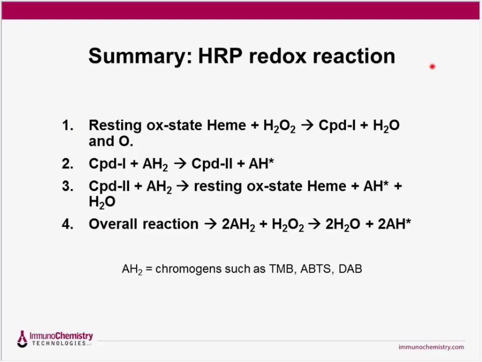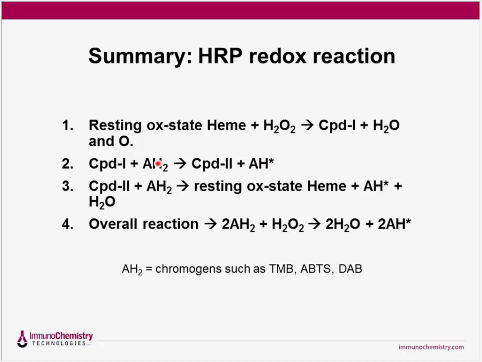This is a redox reaction summary. You've got the resting state heme here, and it encounters hydrogen peroxide, and when this happens, this oxidizes the resting state heme and converts it to compound 1 and water. Compound 1 has 2 electron equivalents of oxidation potential, and so essentially it allows peroxidase to end up oxidizing 2 substrate molecules, converting them to the oxidized form.